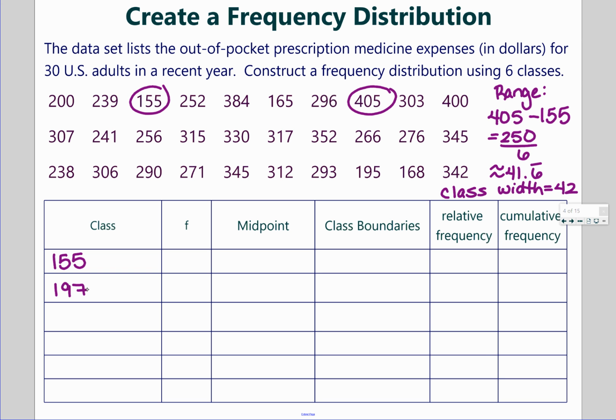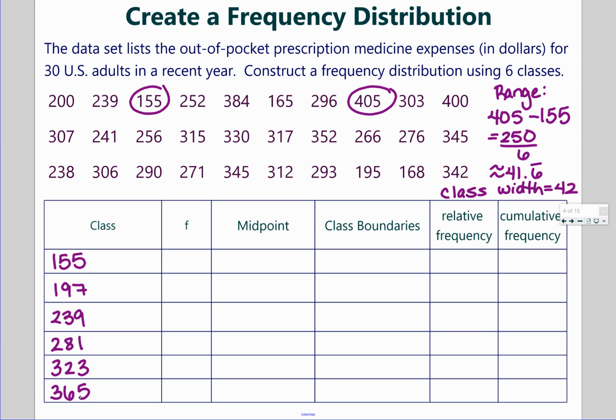I'm going to fill out the lower limits first. Just keep adding 42 all the way down. 239, 281, 323, and 365. Okay.